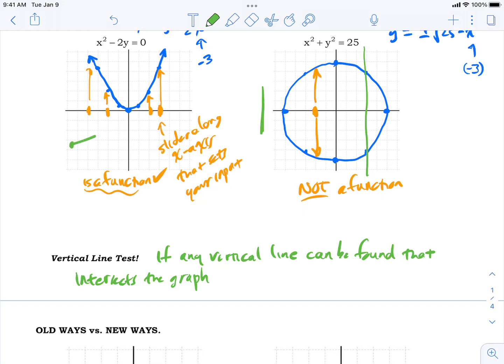Some functions only go from like here to here or something. Hey, there's a vertical line. It doesn't cross the graph anywhere. Fine, you're fine. But this one we're not fine, because I found a vertical line that is crossing the graph twice. That's no good. So you've got to use your words very carefully here. More than once. It doesn't say it has to cross it anywhere. Just if it ever does cross it more than once, the same vertical line, then it's not a function.